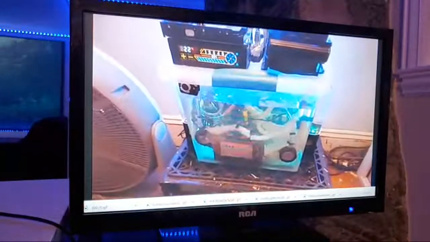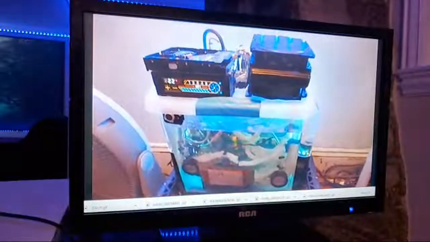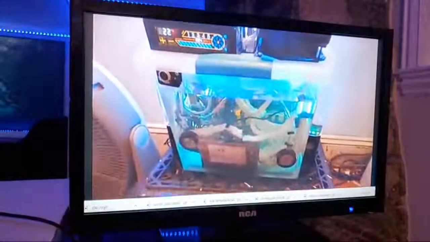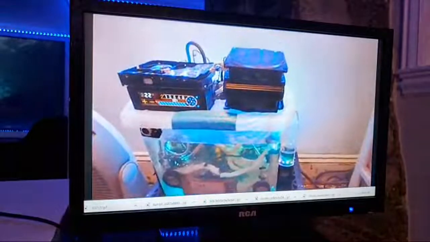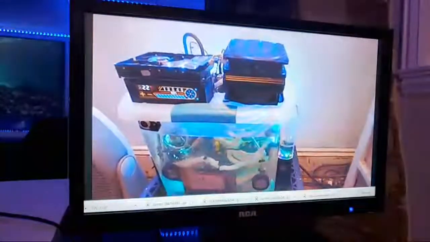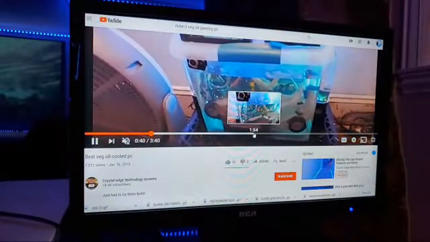See my CPU, my CPU is 22 Celsius. That's it. I figured out ways to drop the temperature. Yep. Been building stuff like this for a very long time.